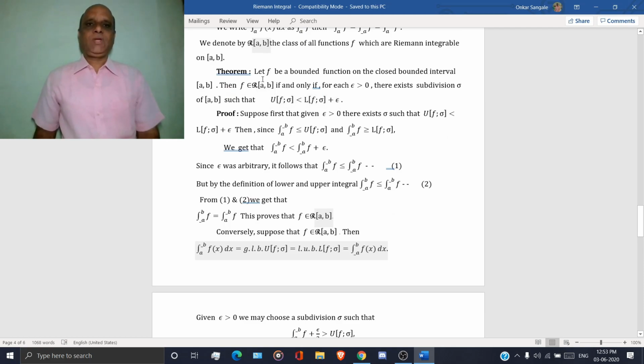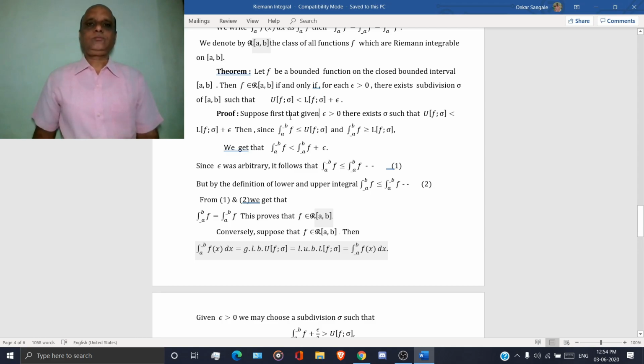the theorem. The statement of the theorem is: let f be a bounded function on the closed bounded interval AB, then f belongs to R[a,b], meaning f is a Riemann integrable function over the closed interval AB, if and only if for each epsilon greater than 0 there exists a subdivision sigma of the closed interval AB such that the upper sum for f corresponding to sigma is less than the lower sum for f corresponding to sigma plus epsilon. So we will prove it.